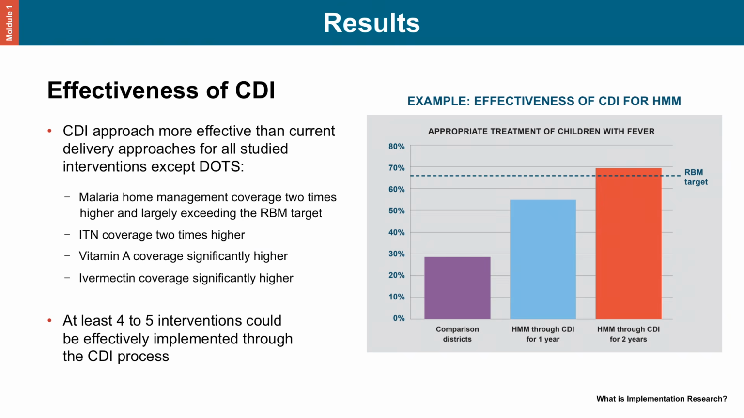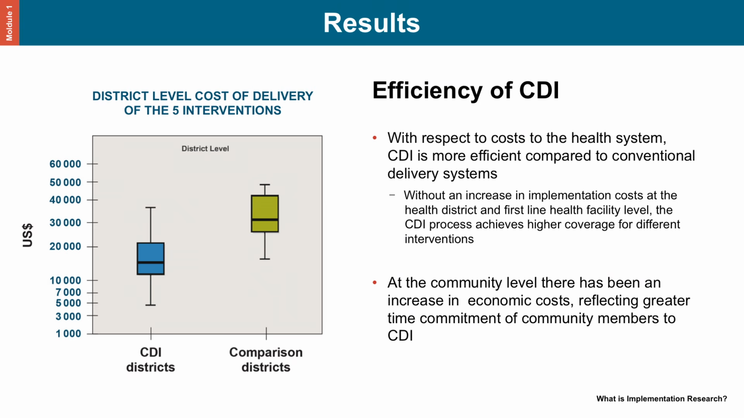This does not apply to DOTS, for reasons that there were not so many tuberculosis cases in the villages, there is the issue of stigma, and there is referral. With respect to efficiency of community-directed intervention, it was highly cost-effective, and the health system did not have to bear all the costs because the cost was spread out to other stakeholders, particularly the community.